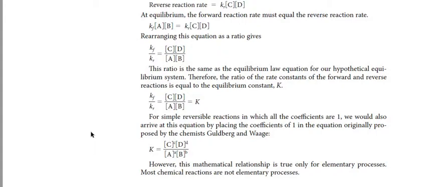So for simple reversible reactions in which all the coefficients are 1, we would also arrive at this equation by replacing the coefficients with 1 in the equation originally proposed by the chemists Guldberg and Waage. So K will be equal to C to the power of c times D to the power of d over A to the power of a and B to the power of b. However, this mathematical relationship is true only for elementary processes. Most chemical reactions are not elementary processes.